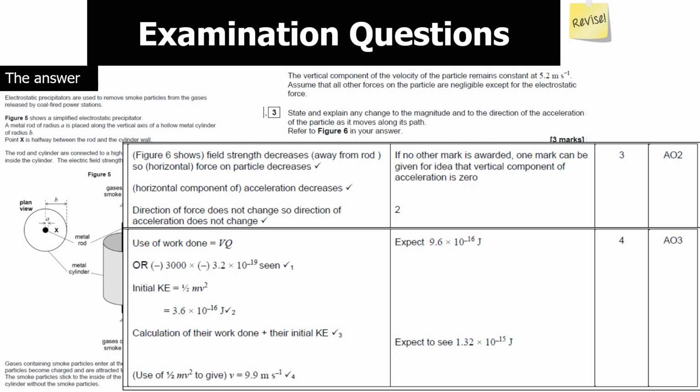You can then add the work done, because it's being accelerated, so therefore it's going to gain in kinetic energy. So you add the two together to get your total kinetic energy. Then you can work out v by doing kinetic energy is a half mv squared, rearrange it, make v the subject, and work out your answer that way.